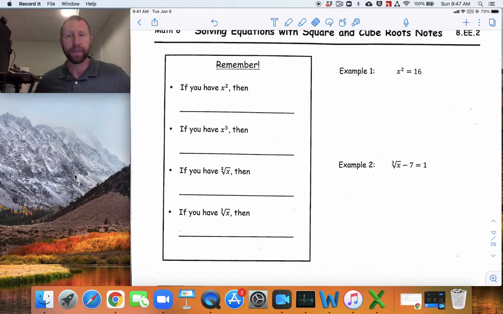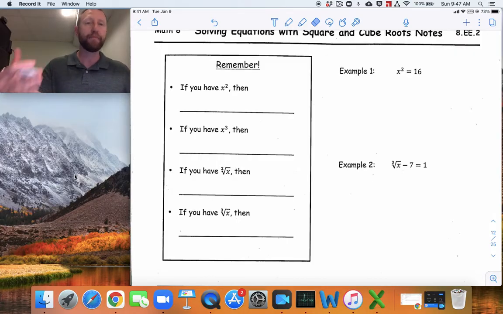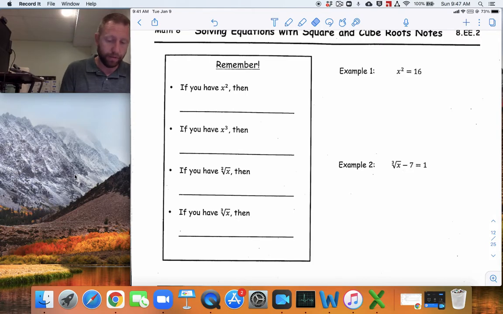It says remember, and before I even finish filling in these blanks for these little phrases to help you remember, first thing I want to say is to remember that when we're solving equations, we always do the opposite, right? Our goal is to isolate the variable, to get that variable by itself. So what they're asking is how do you do the opposite of that? What are you doing to get that variable isolated? If I have x squared, then I'm going to take the square root.